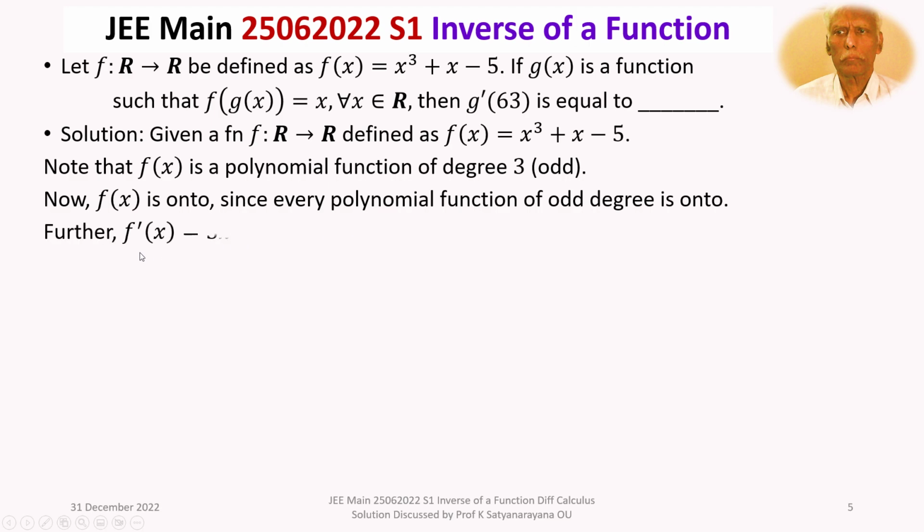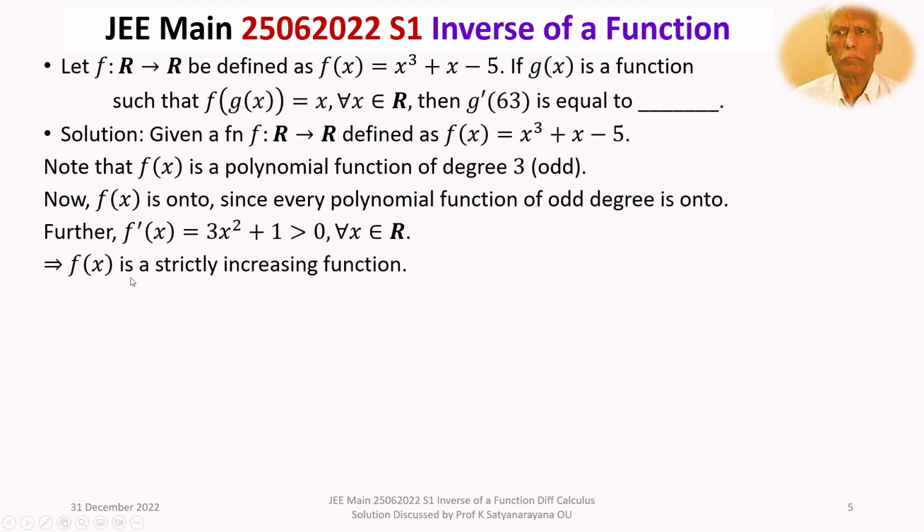Now, further, we calculate its first derivative. f prime x is equal to 3x square plus 1, which is always greater than 0 for all x belongs to R. So that will give you f of x is a strictly increasing function. If it is a strictly increasing function, then it is 1 to 1. But I will show you how.